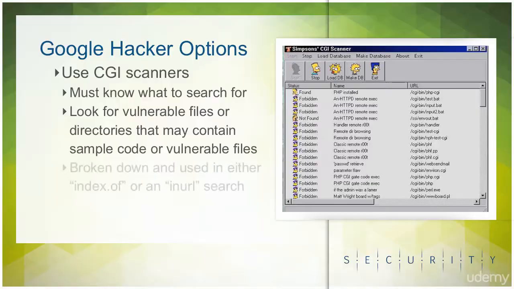Google can be used like a CGI scanner. Each line can be broken down and used in either an index.of or an in-URL search to find vulnerability targets.